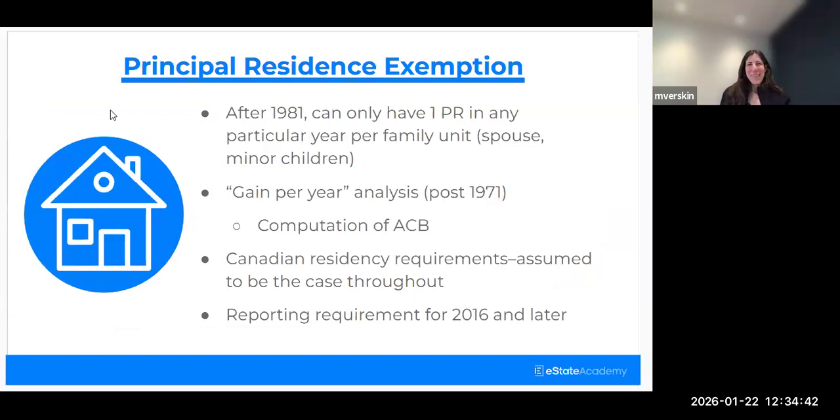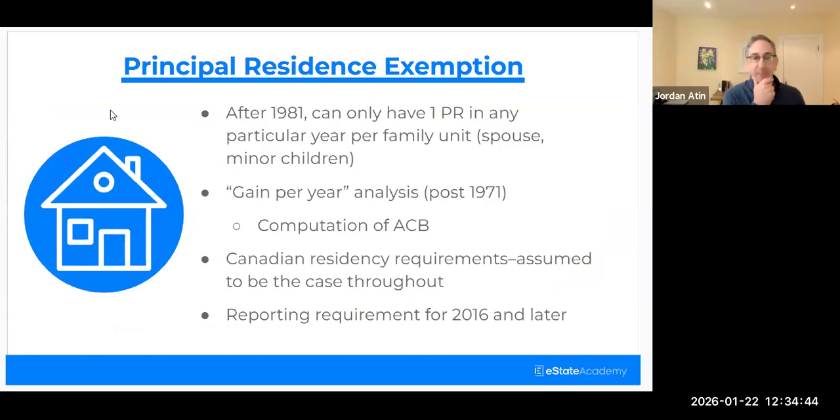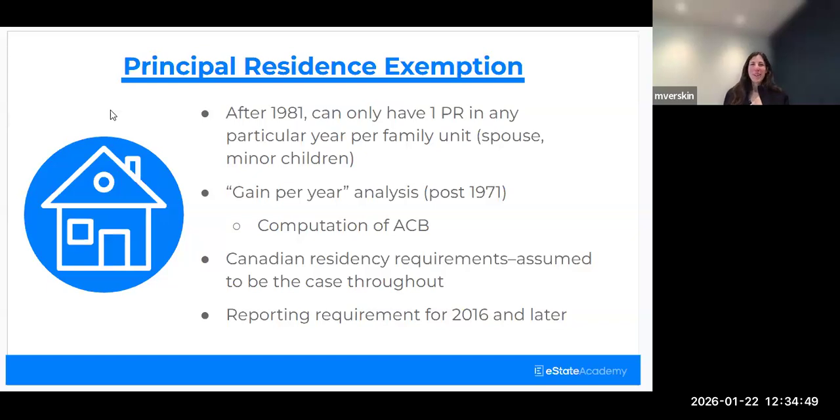Perfect. So on to residency. Residency is also really important. Throughout this, I'm going to assume that everybody is a Canadian resident at all relevant times. If you have people who are coming and going from Canada or people where you're not sure of the residency for particular years, then that adds some complexity, and that's an issue to consider.